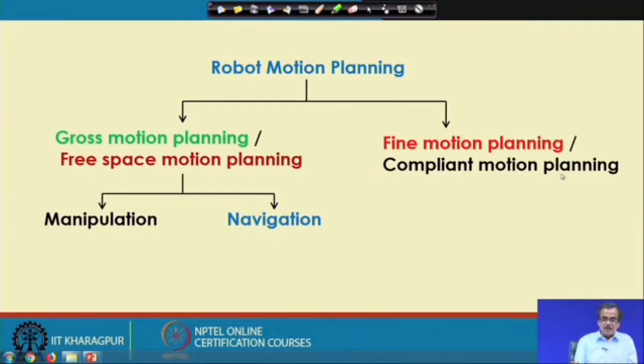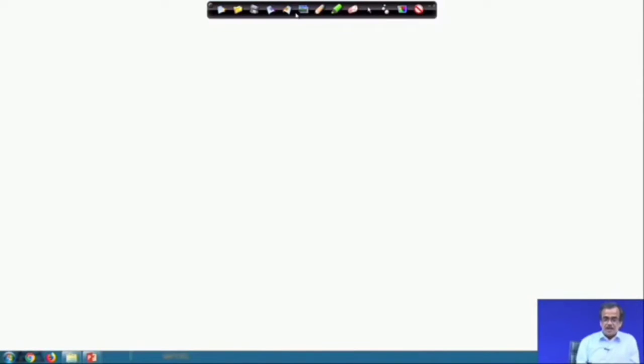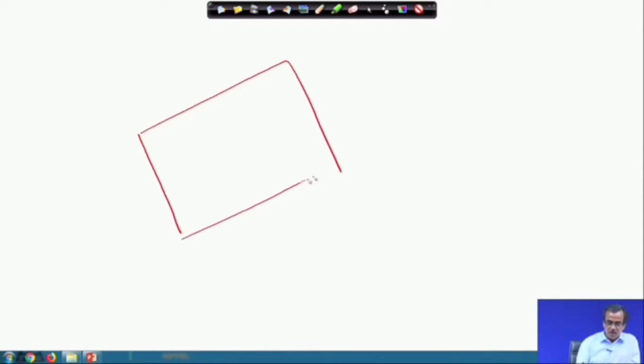Let me take one example just to find out the difference between gross motion planning, or free space motion planning, and fine motion planning. Supposing I have one board, and on this board I will have to write one word, say, robot. This is the blackboard on which I am going to write with the help of a marker or a chalk.